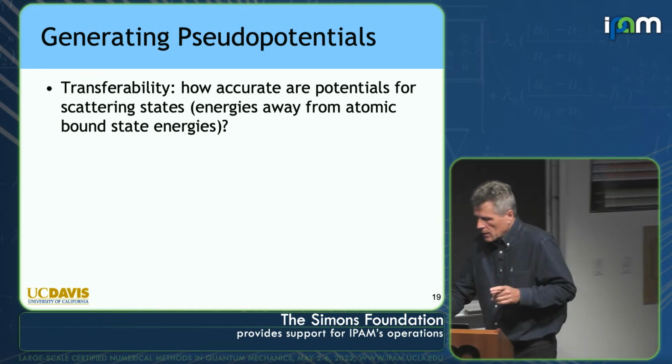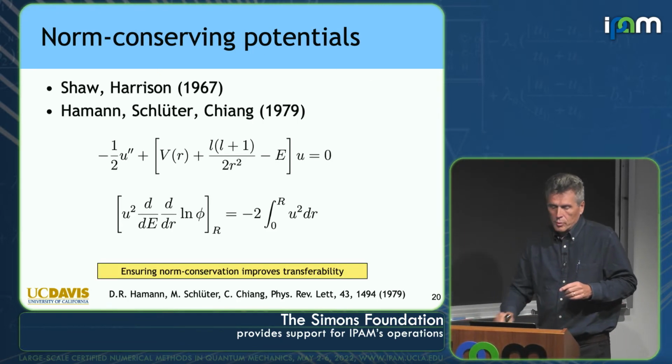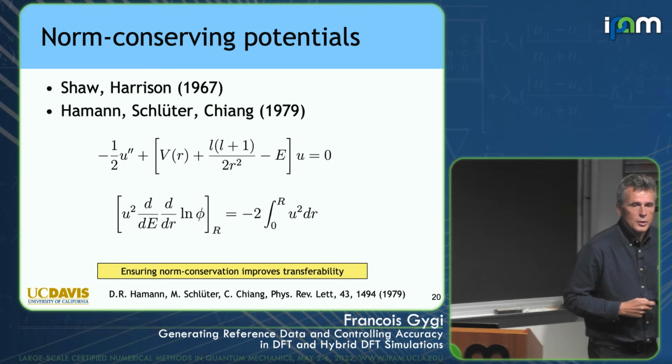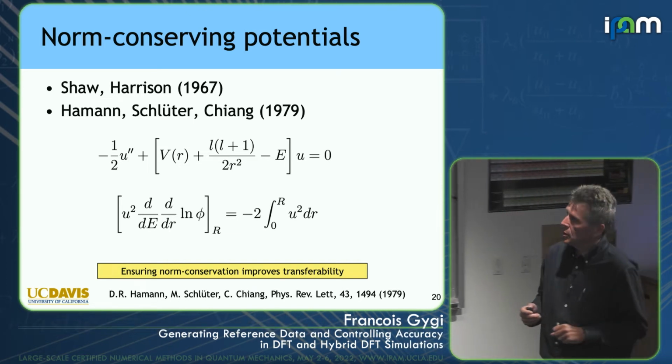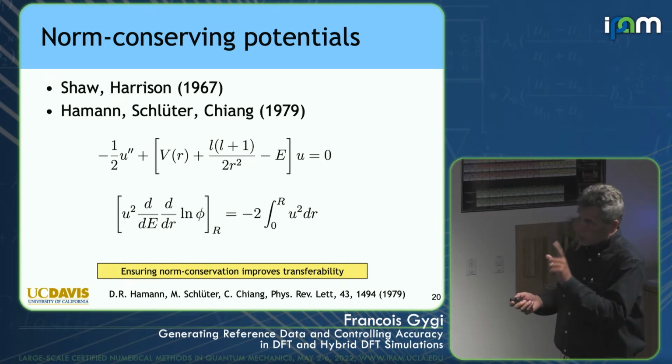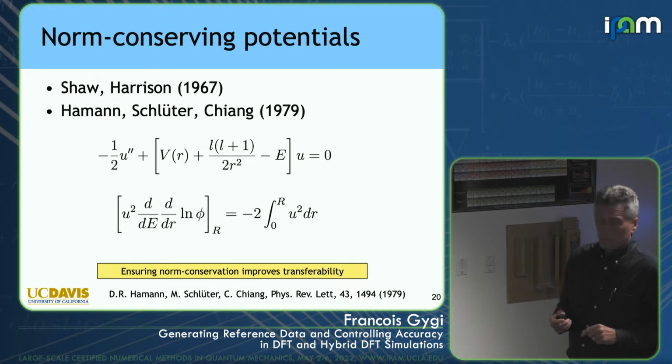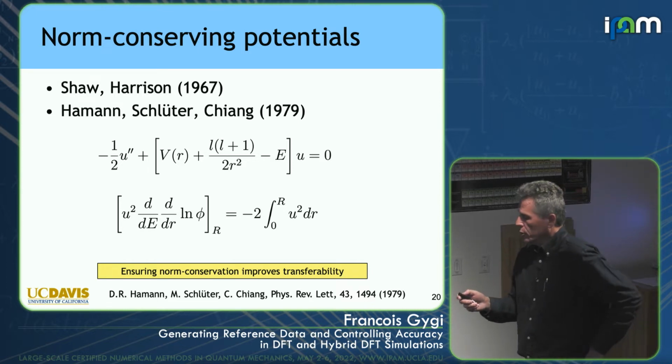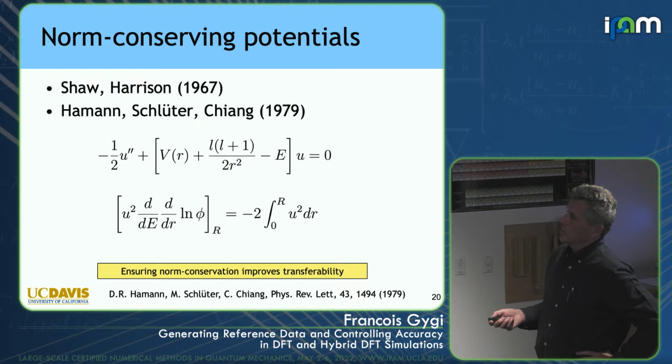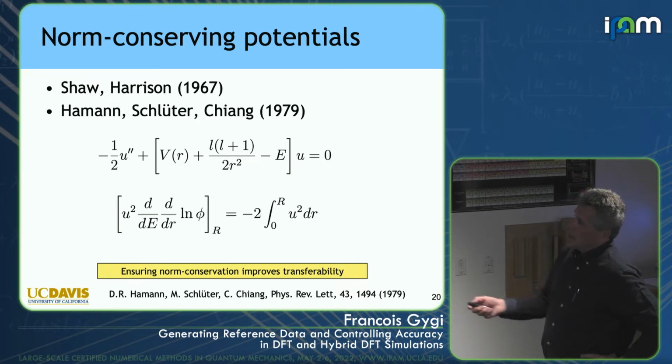Now, at least on this last one, there has been progress, and that's the concept of norm-conserving pseudopotentials. That's something that was introduced originally by Shaw and Harrison quite long ago, but really made more known and popular by Hamann, Schlüter, and Chang.